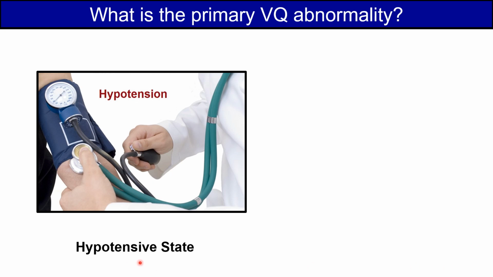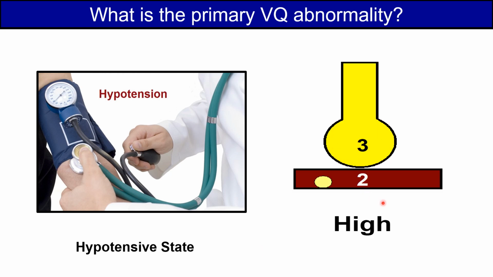How about if there's a hypotensive state? What will be the primary V/Q relationship? Again, the Q will be affected. It will go down. So what you're going to have is a high V/Q relationship.